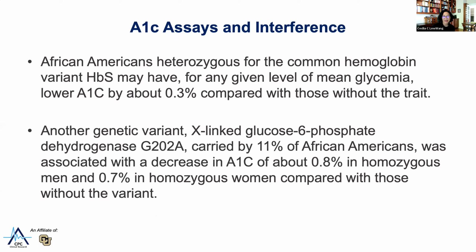So we know that African Americans can be heterozygous for a common hemoglobin variant. And so for any given level of mean glucose, it can lower the A1C by about 0.3%. So that can make us miss a diagnosis of prediabetes or diabetes. This is compared to those without this trait. And then there's another genetic variant carried by about 11% of African Americans that can also be associated with a decrease in A1C, but much greater, so 0.8% or 0.7%. And so that can really make us miss a diagnosis of diabetes if we're only relying on the A1C. So just remember that even though we use the A1C in so many ways, it's got its drawbacks.